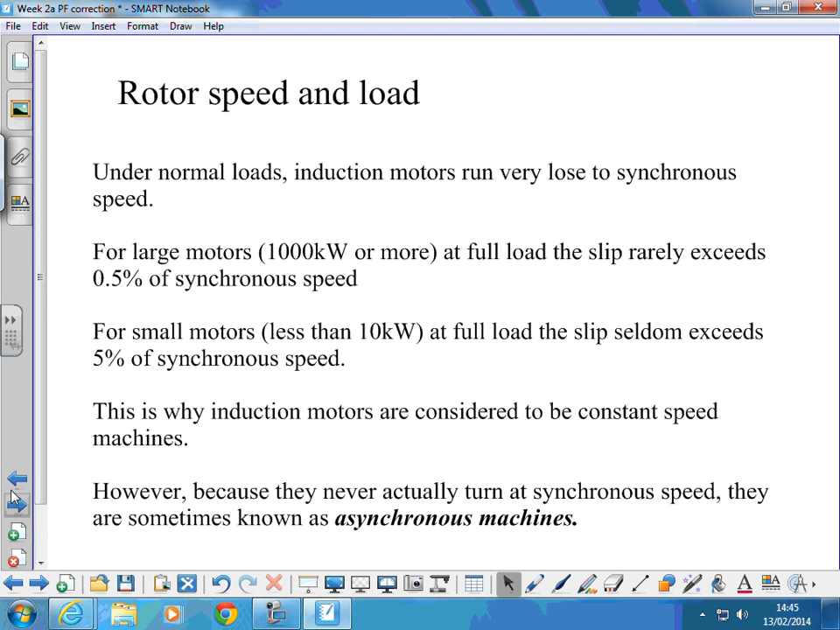Under normal loads, induction motors run very close to synchronous speed. For large motors, 1000 kilowatts or more, at full load, the slip rarely exceeds 0.5% of synchronous speed. That's a big motor, that is, 1000 kilowatts.